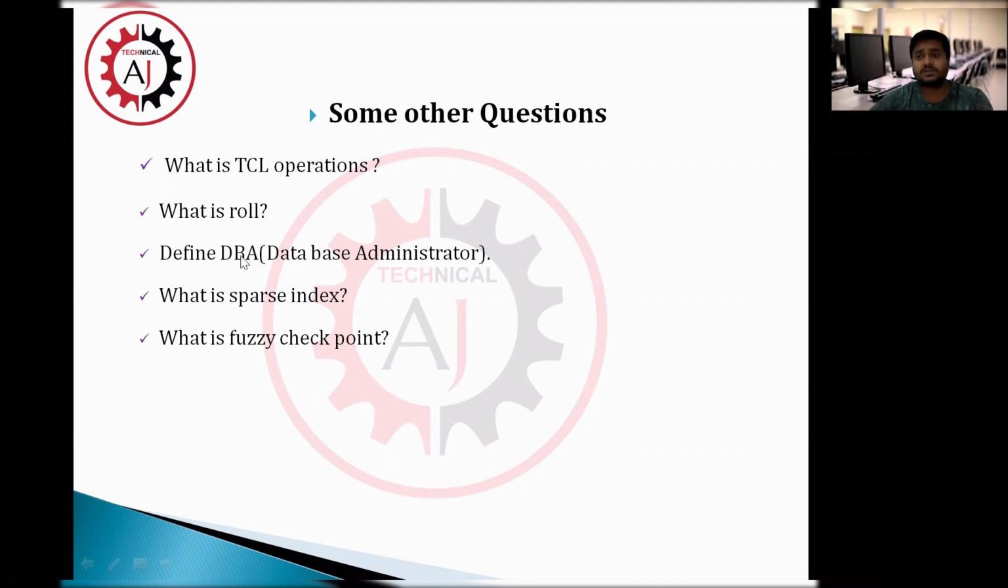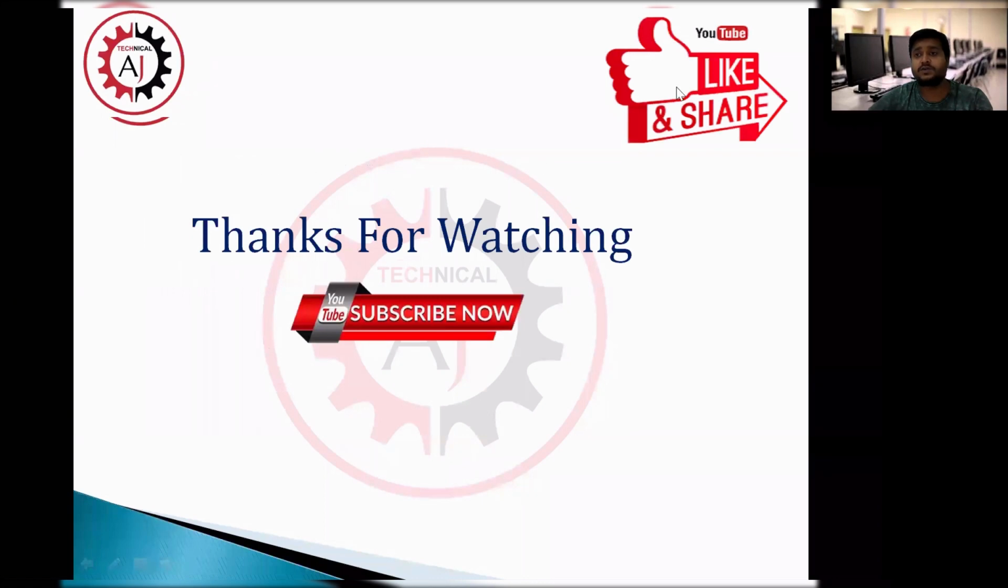What is DBA? Suppose it asks what is the database administrator, क्या काम होता है? Then you will write down what is the work of the database administrator. What is sparse matrix? Matrices क्या होती हैं? Addition of matrices, subtraction of matrices, or multiplication of matrices. This type of program also takes place here. Okay, what is the fuzzy checkpoint? These are the most important questions in your examination.